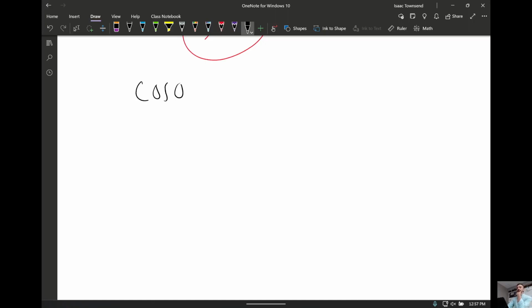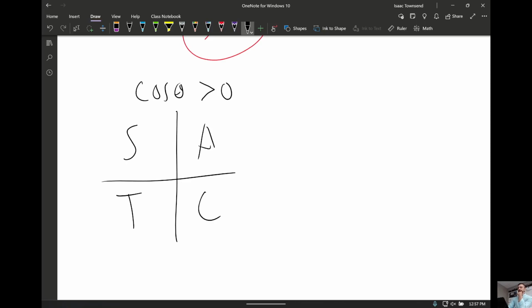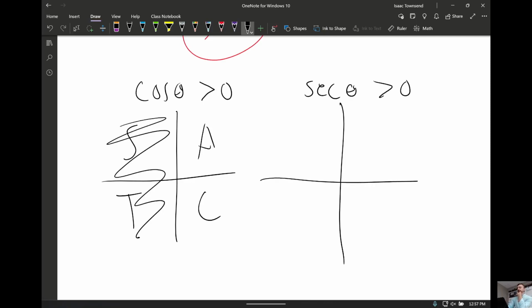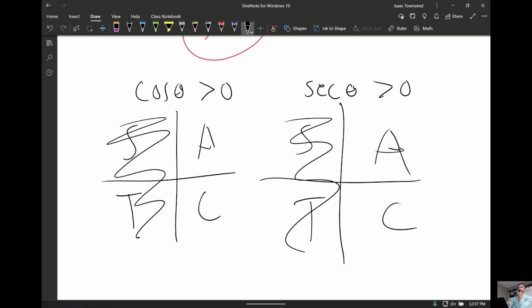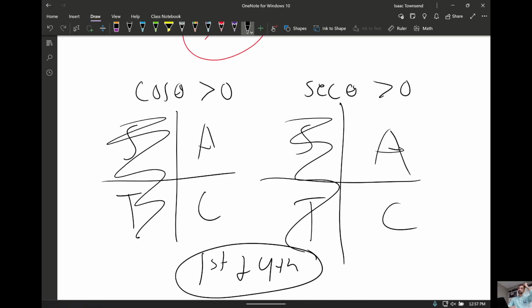What if cosine was positive? Where's cosine positive? All on C. So 1 and 4. Yes. Okay. Where is secant positive? We're in the same spot. S and T. Scratch those out. Okay. So these two are always positive in the same times, right? Mhm. Because the reciprocal doesn't change the sign. So if this was a question, you need to say first and fourth. There's really 2 places that that's true.